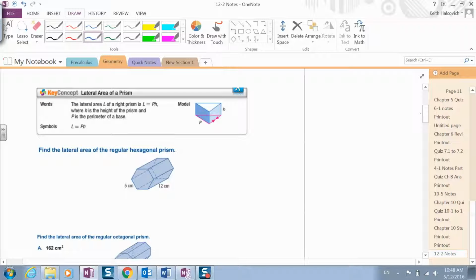So for example here, we say find the lateral area of a regular hexagonal prism. That means the bases are hexagons. If it says it's a hexagonal prism, that means the two bases are hexagons. The perimeter of the base, well, if one side is 5, times 6 is going to give me 30 centimeters. That's the perimeter of the base.